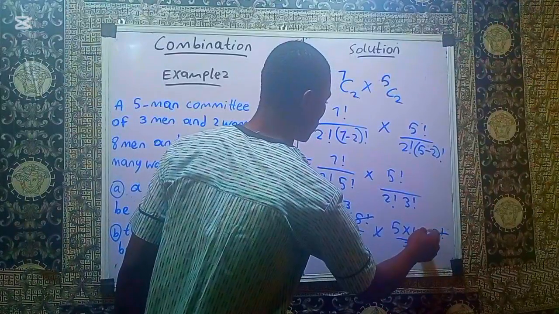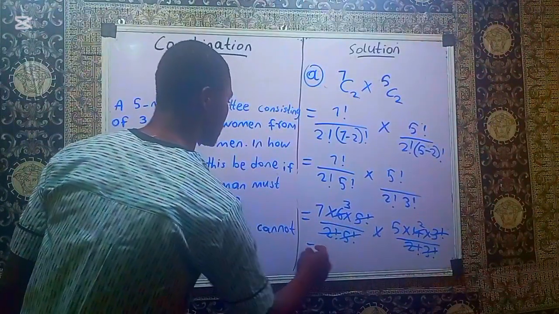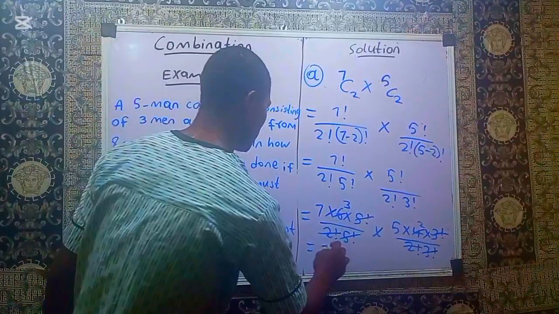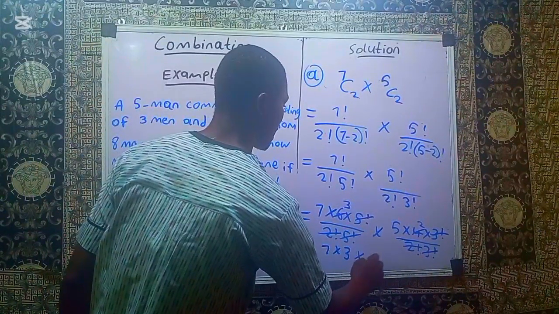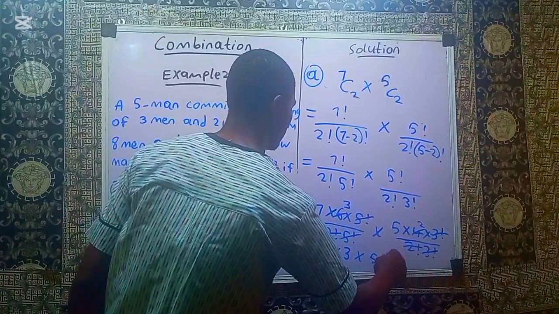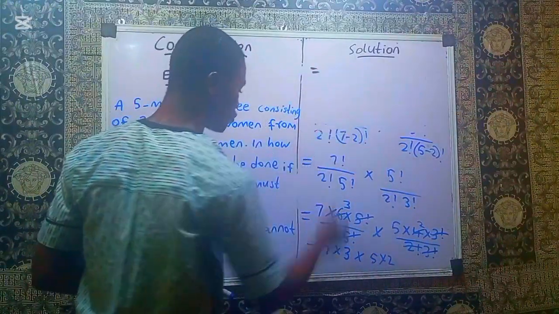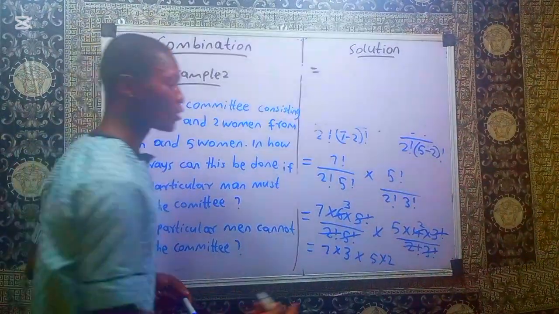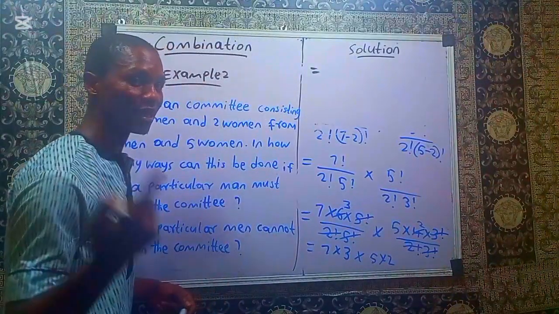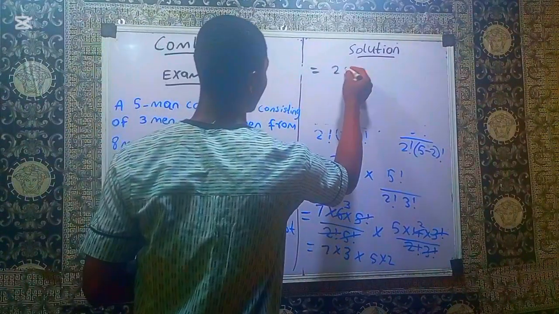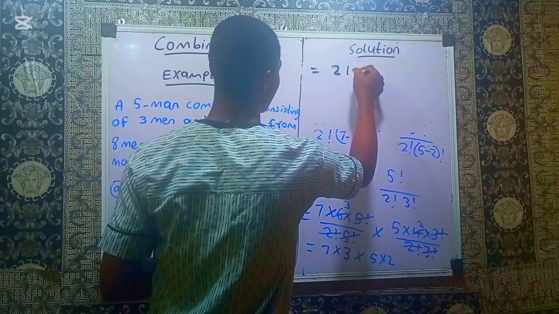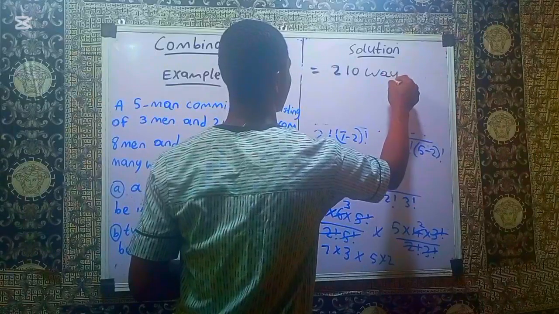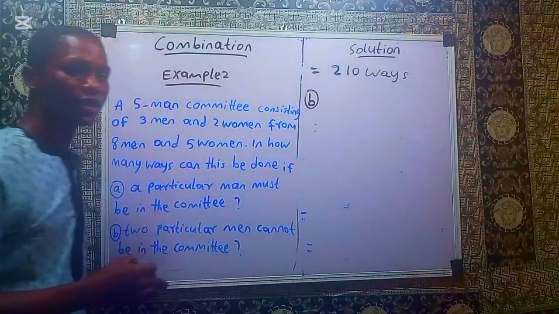2 can divide 4, I have 2. So this gives us, so this place I have 7 times 3 is what? I have 7 times 3. Let's just write it first. 7 times 3, then times, what do I have here? 5 times 2. This will be equal to 7 times 3 is what? 7 times 3 will give us 21. Then we are going to have 5 times 2 is what? 10. 21 times 10 will give us 210. Right? So we are going to have 210 ways.